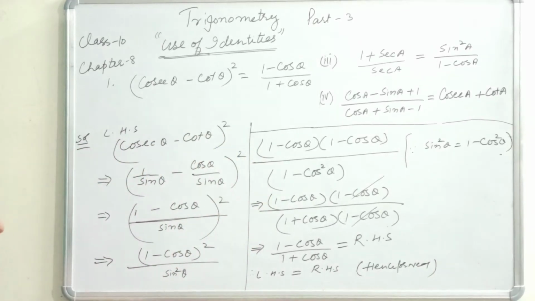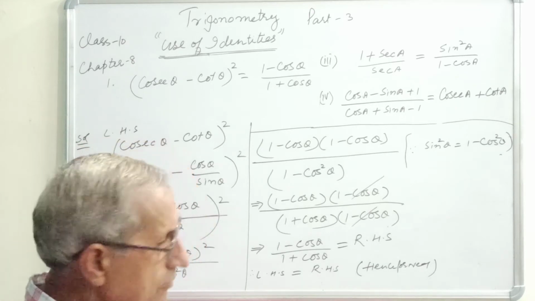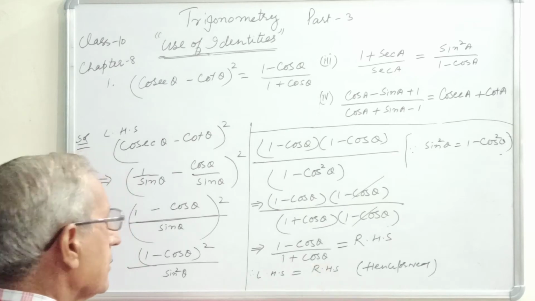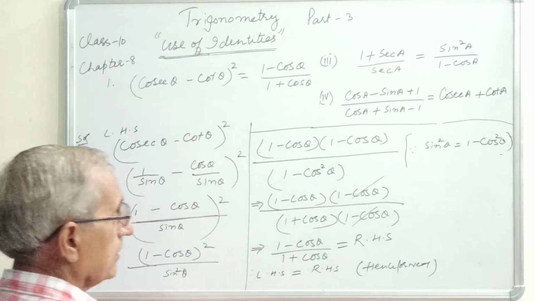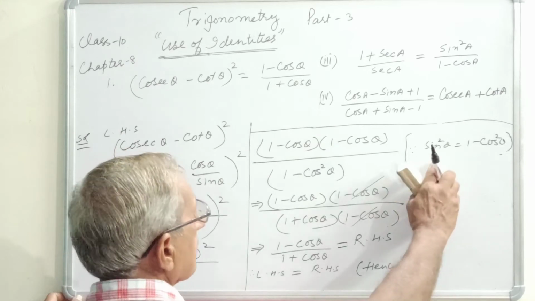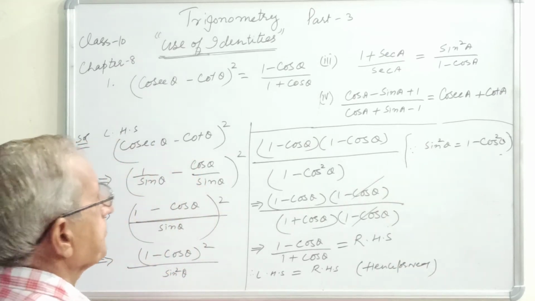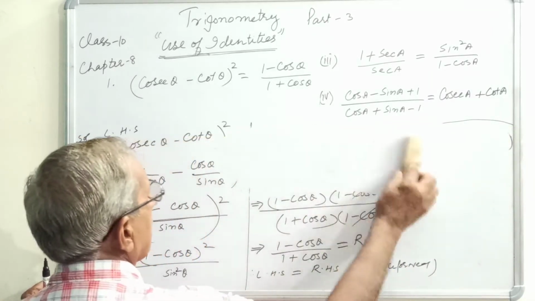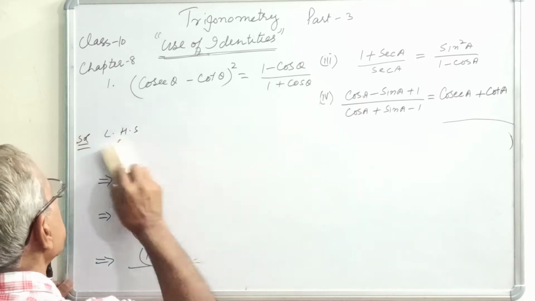Here the two identities were used. One was (a plus b) into (a minus b) is equal to a square minus b square, or a square minus b square is equal to (a plus b) into (a minus b). And the other identity, sin square theta is equal to 1 minus cos square theta. These were the two identities used here, one from algebra and one from trigonometry.